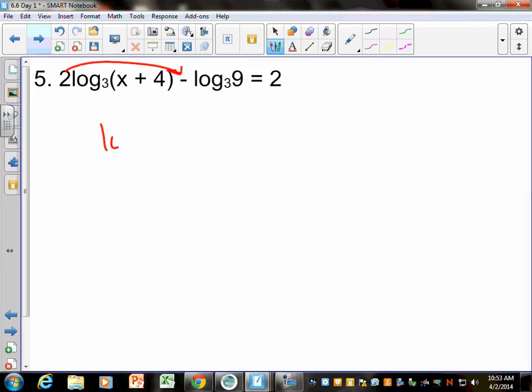Put that in first, right? Log 3 of x plus 4 squared. What can we do with this minus? What's that going to mean? Division. So if you see the stuff with the properties, put them back together first. Then what do you want to do? We could log 3 both sides, or we could rewrite it using the definition, right? If you have a log equal to a number, you can either log 3 both sides, where the base is, or you could just say 3 to the second equals this, right?